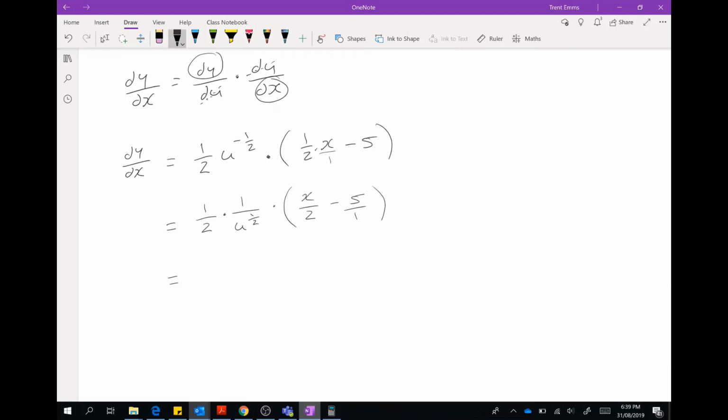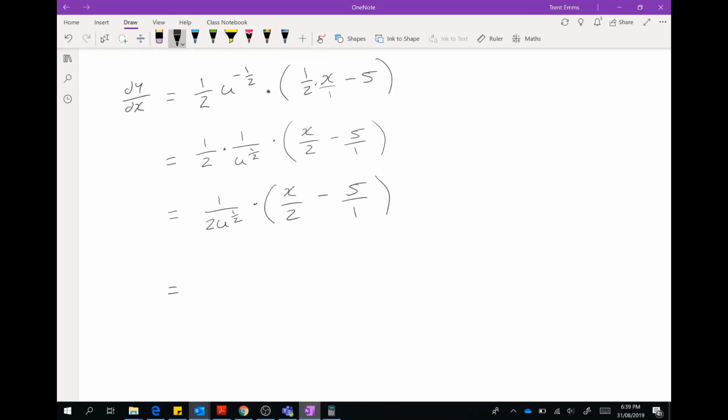which equals, this part here is going to be 2 times u to the power of a half on the bottom and 1 on the top, multiplied by x over 2 minus 5 over 1, which gives us, and we times this through, we're going to get 1 times x is x on the top, and 2 times 2 is 4, and then we've got the u to the half, minus 1 times 5 is 5, and 1 times this is itself. And that's dy by dx.